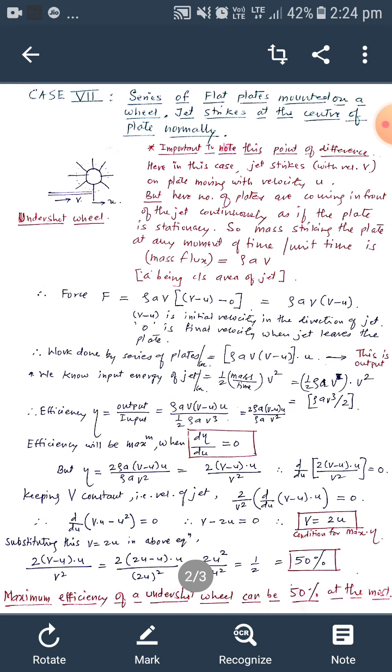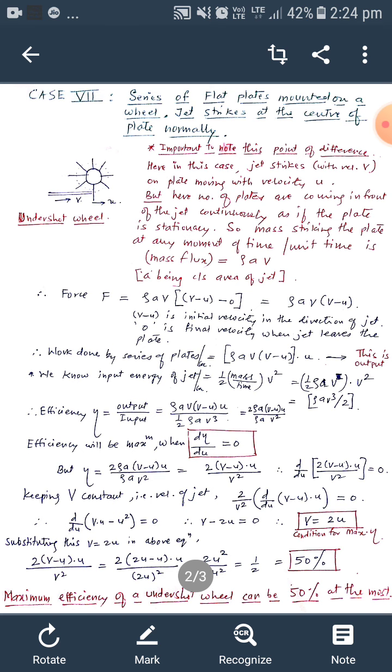Now in this undershot wheel, where a number of flat plates are mounted, we can see a sketch here. The jet strikes the plates, as if the plate is stationary at one position. You can imagine a number of plates are there; one plate moves, another plate comes in the same position, and the initial jet position with respect to the plate remains as it is. Therefore only a small change is made here in calculating mass flux.